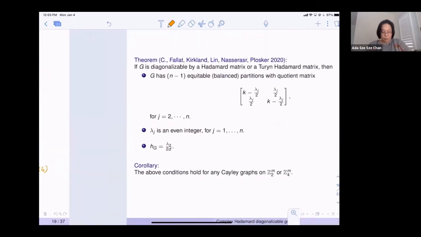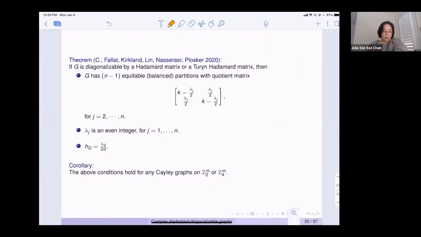So just to summarize what we know about these graphs. If a graph G is diagonalizable by a Hadamard matrix, so a real Hadamard matrix or a Turing-Hadamard matrix, then we know that we have these equitable partitions. We have one for each lambda, except for the first column. So we have n minus 1 different equitable partitions. I call them balanced because in these equitable partitions, we always have exactly half of the vertices on one side, and half on the other side.